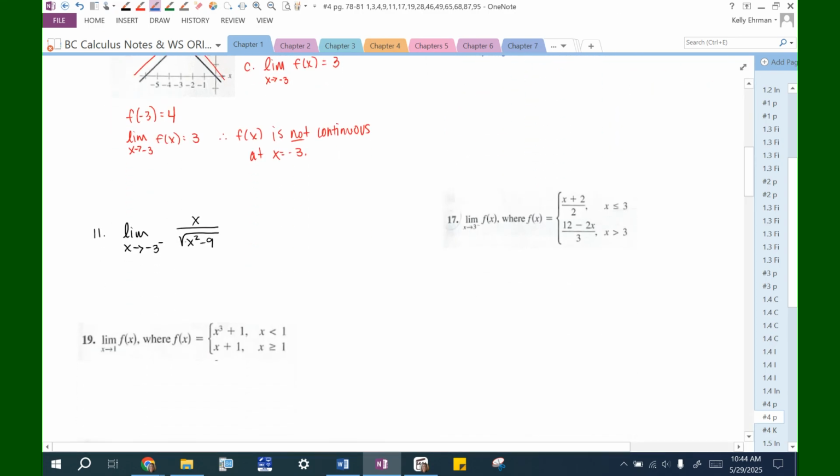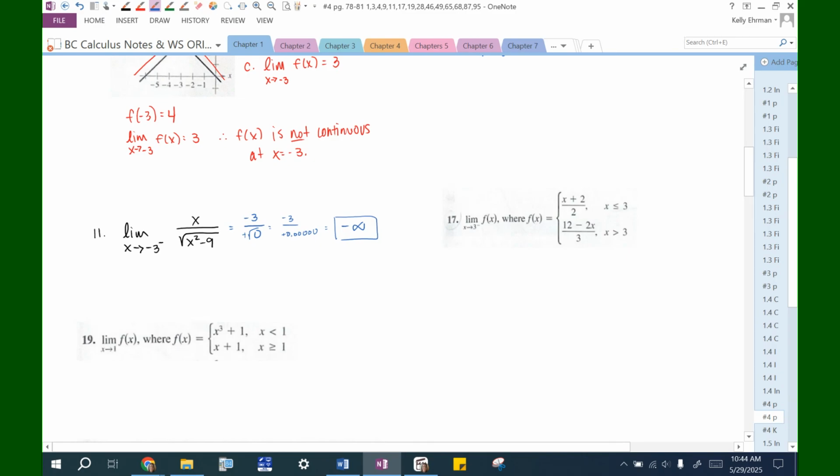Same with number 11 here. If I plug in negative 3, I do get negative 3 divided by 0. The question is, are you getting a positive 0 or a negative 0? If you plug in something close to -3 but not quite, x squared minus 9 will either be a positive or a negative decimal. But keep in mind, you can only plug in numbers out of the square root, so you can only get a positive value, right? So it's a -3 over a tiny positive decimal. And so that's going to go to -infinity.